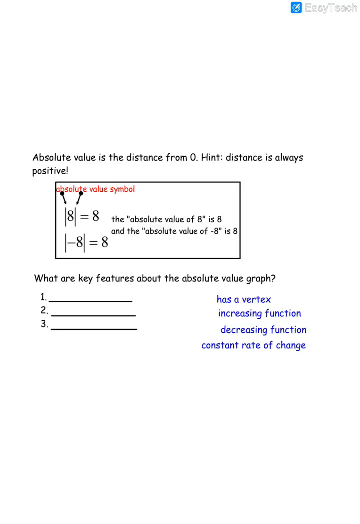What are the key features about the absolute value graph? So I'm going to just circle these, if you're okay with that. It has a vertex. It's an increasing function from x is greater than 0, it's increasing. When x is less than 0, it is a decreasing function. Does it have a constant rate of change? No. The only function that we know that has a constant rate of change, I'm hoping you're all saying to yourself, is linear. The line does not have a constant rate of change.